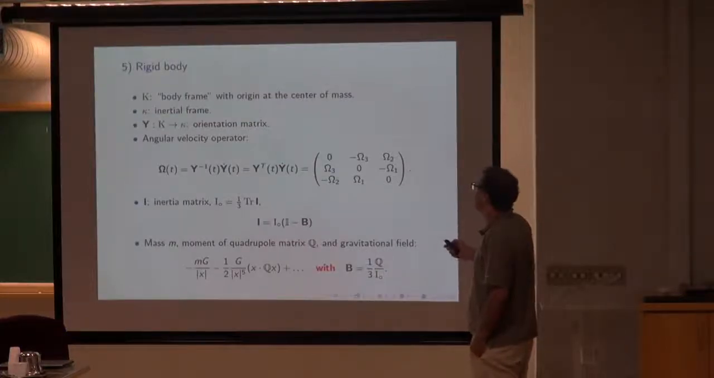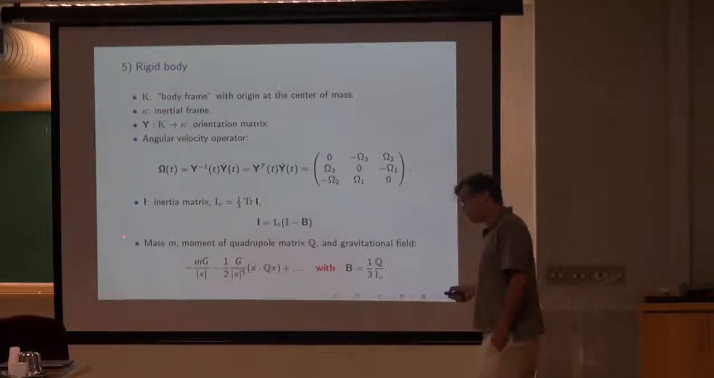So let me explain how we do this. First of all, in order to explain the model, I start with the rigid body model. In the rigid body, I have a body frame, I have an inertial frame, and I have a way to describe the orientation of the body. It's this matrix that maps the body frame to the inertial frame. With this, the configuration of the rigid body changes with time, and using it, I can define the angular velocity operator, just this standard object here. I have the inertia matrix of the body, and the trace of the inertia matrix is this I0. And then I write the inertia matrix in this form.